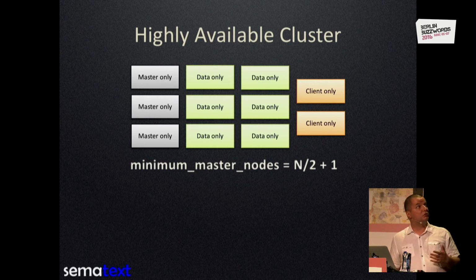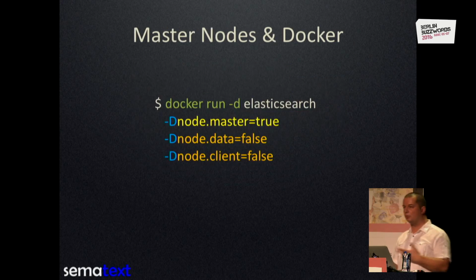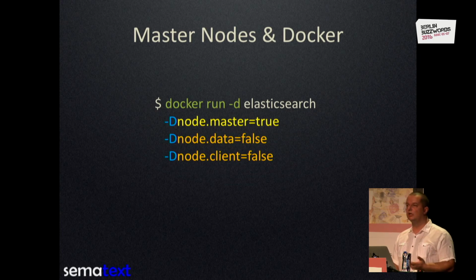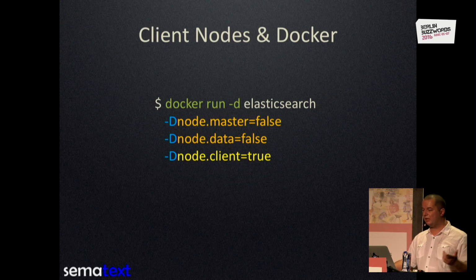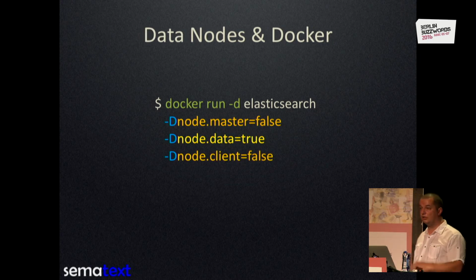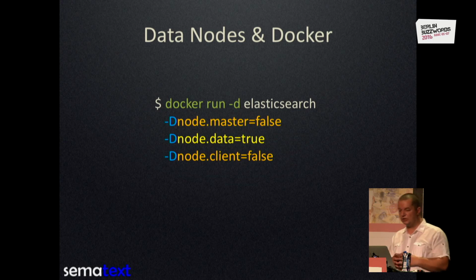How to run those? It's as simple as providing the proper parameters for the Elasticsearch container on Docker. We set node.master equals true, node.data equals false, and node.client equals false, and we have a running master. We do the same for the client, and we can do the same for the data node, just a different place to set true.